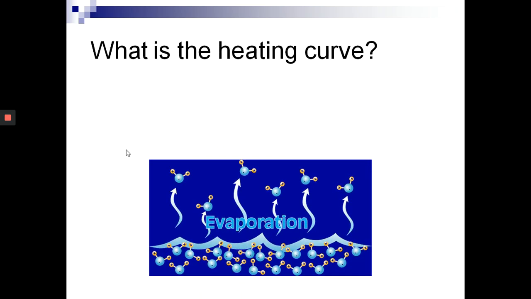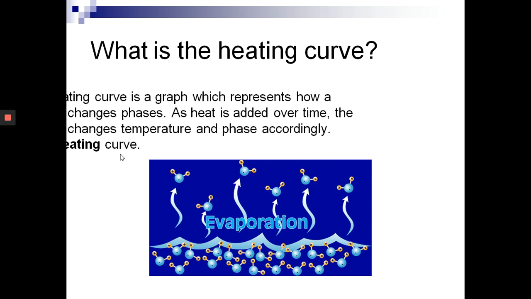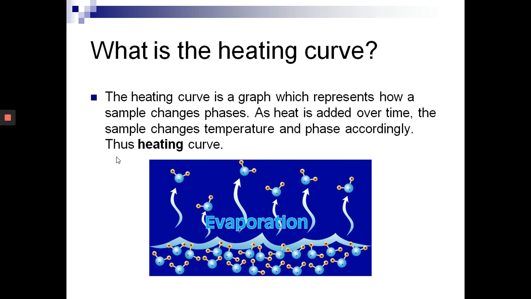What is the heating curve? The heating curve is a graph which represents how a sample changes phases. As heat is added over time, the sample changes temperature and phase accordingly. Thus, it's called the heating curve. So it's basically a graph to represent the phase change as the amount of heat energy increases or decreases.